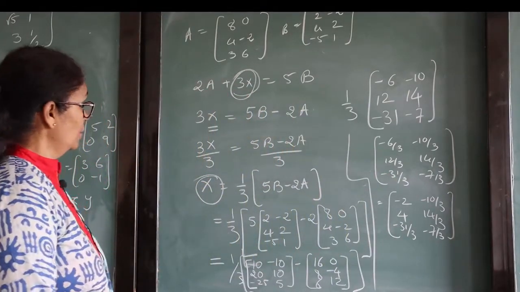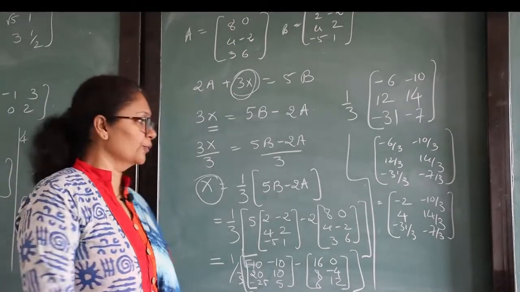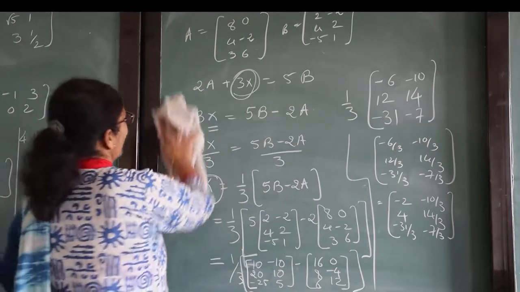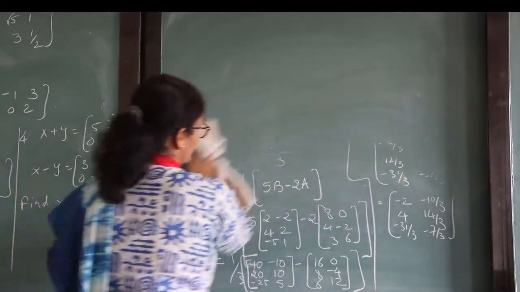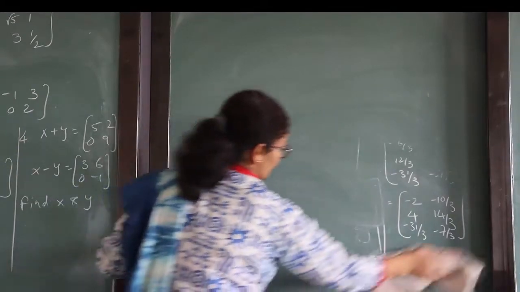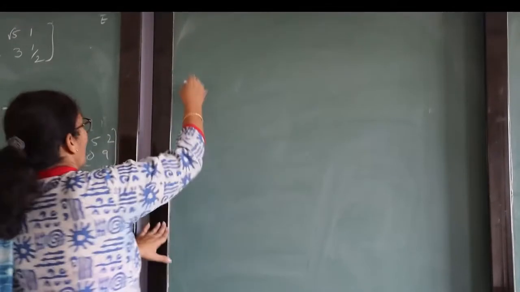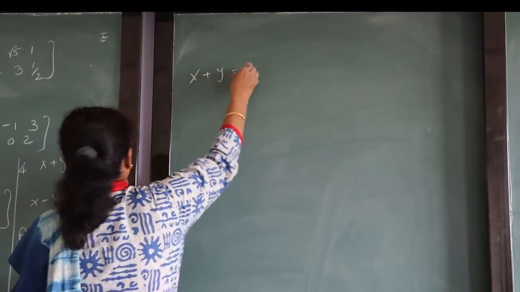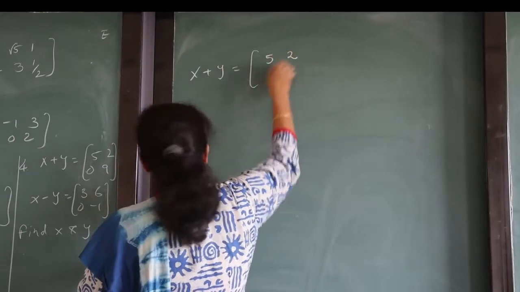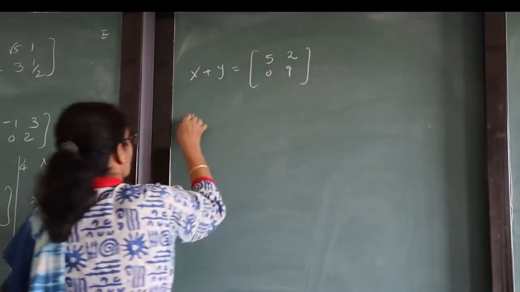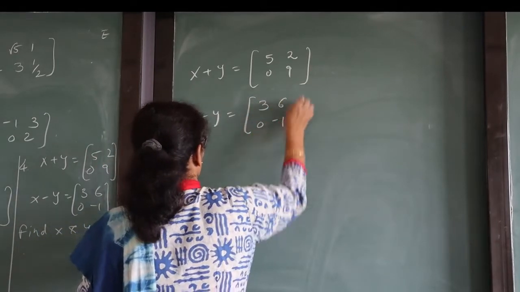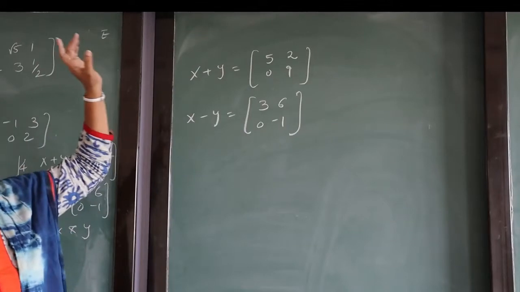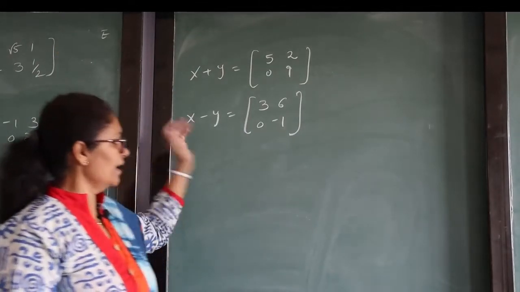So now I think this will be more clear to you. We will start different types of questions with square matrix and rectangular both. First, we will take one example in which you are given the addition of two matrices, 5, 2, 0 and 9, and the subtraction of two matrices. This is given. Now from these two you have to find matrix X and matrix Y.